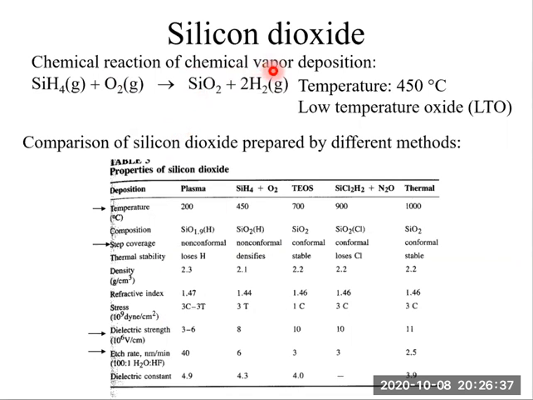Silicon dioxide. Know that silicon dioxide can be prepared using the CVD method, chemical vapor deposition. This is a chemical reaction: silane reacts with oxygen, leading to a silicon dioxide thin film. The deposition temperature is typically 450 Celsius. And we call this type of oxide low temperature oxide, LTO.